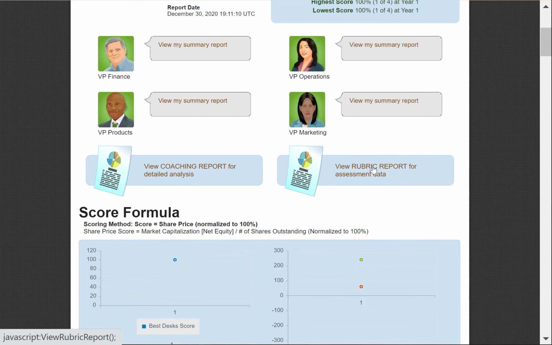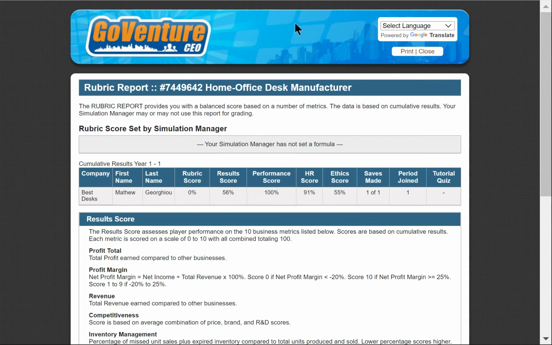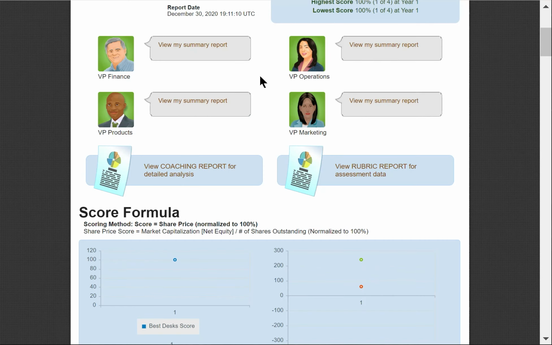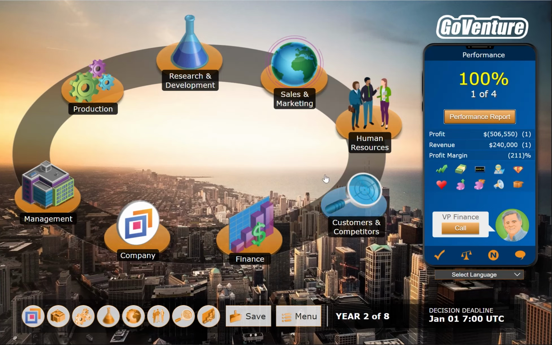We also have access to a rubric report. So the rubric report is often how your instructor is going to assess you, and so you can monitor what some of that assessment is in real time while you play the simulation. So the simulation now, you can see at the bottom, it's now year 2. It has reset. I have a new decision deadline for year 2, so I have to make sure I make and save my decisions for year 2 before that decision deadline. And I can navigate the simulation using the same buttons as before, adjusting and making my decisions as I go along and try to improve the success of my business.